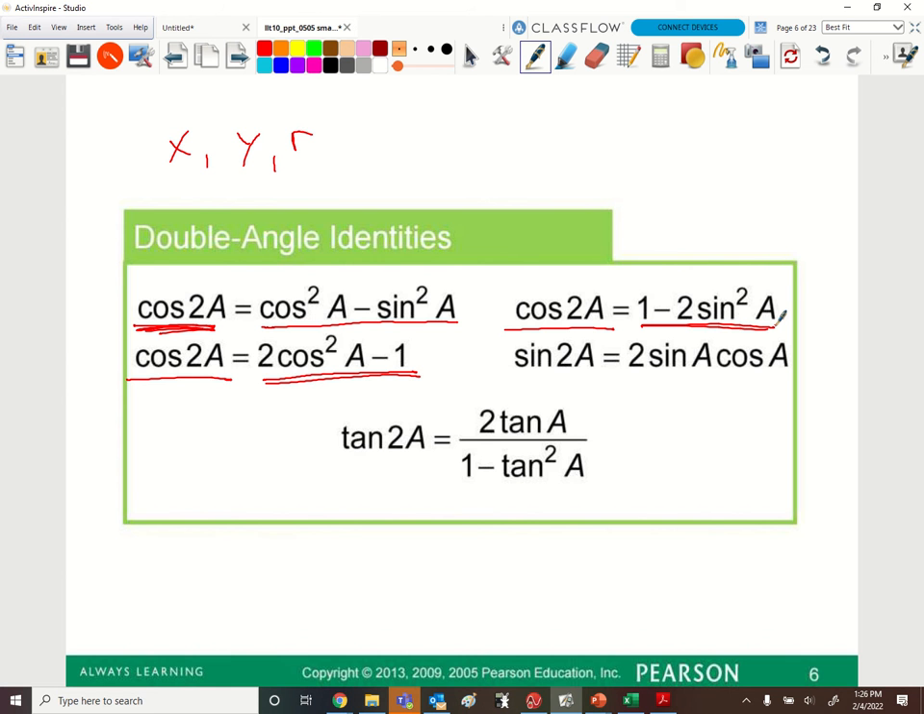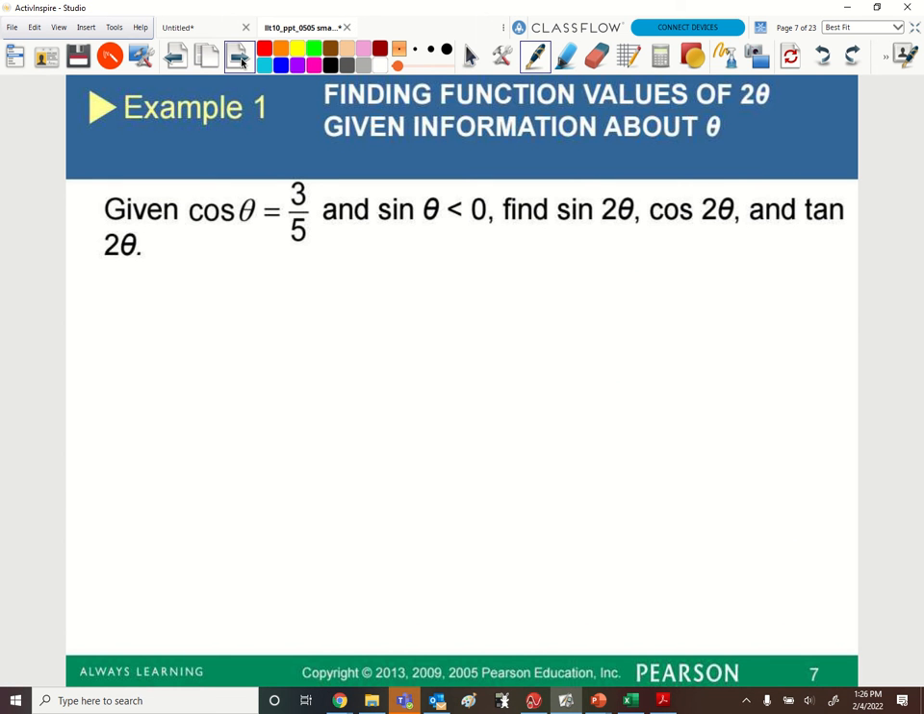Kinda? Okay, it's going to make more sense when we start plugging stuff in. Sine, there's only one of these, right? There's only one way to plug that in. And then tangent only has one also. But if we know x, y, and r, these are pretty easy to do.